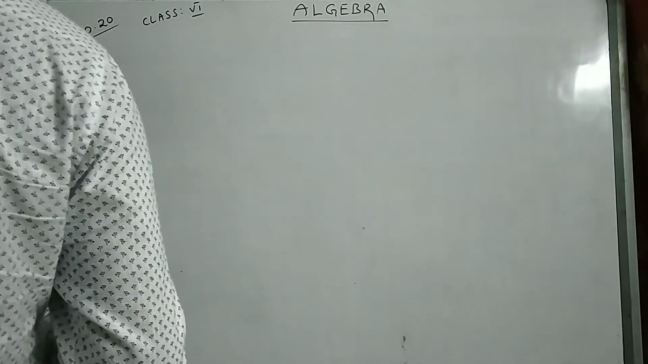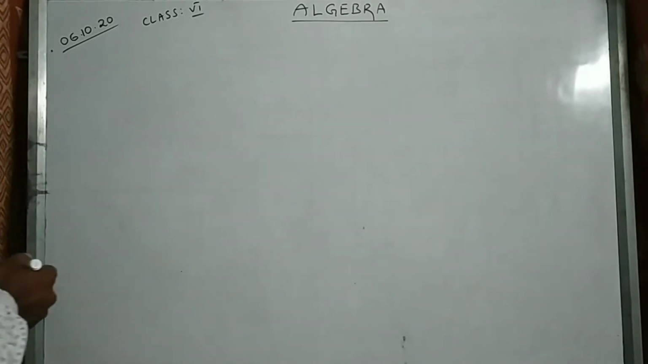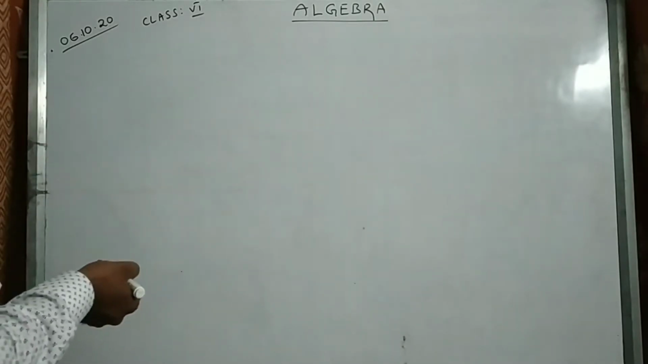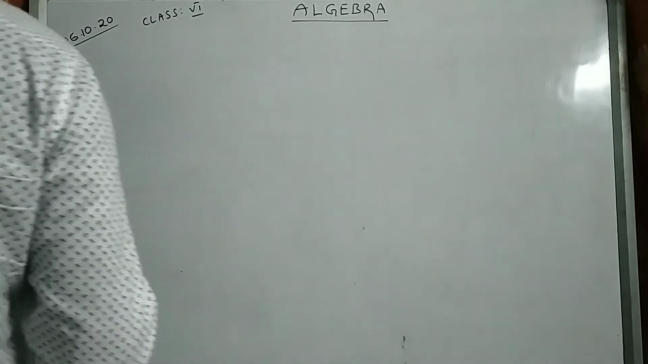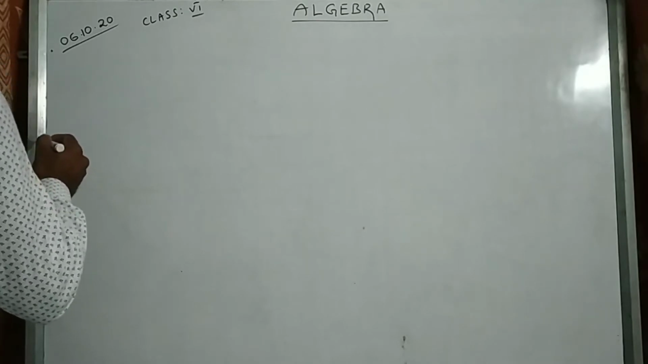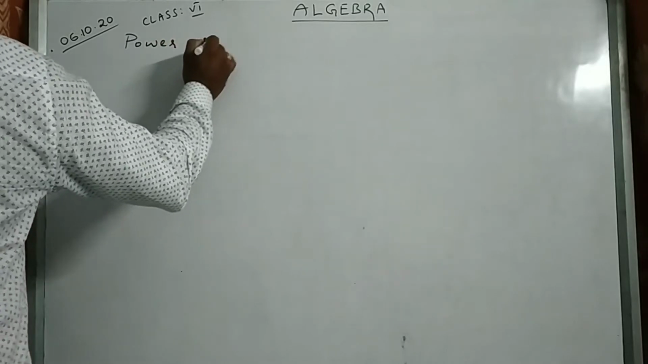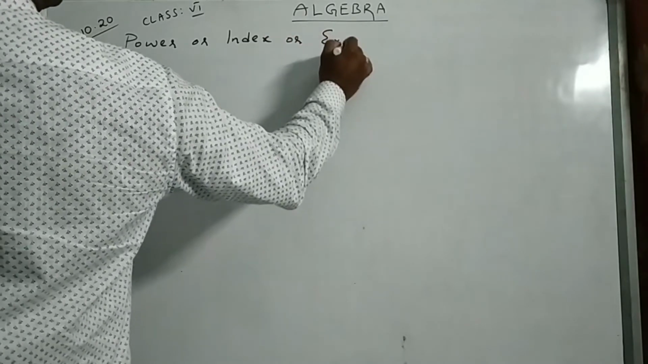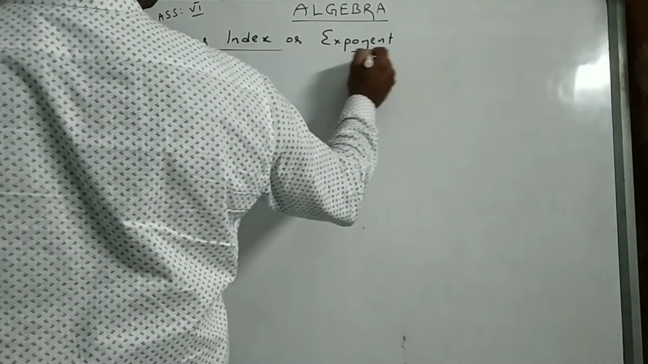In algebra, we have seen some concepts in the previous class, like variables, constants, monomial, binomial, trinomial, multinomial, polynomial. Such type of words we have seen. Today, let us see the power or index or exponent. These terms, let us see.